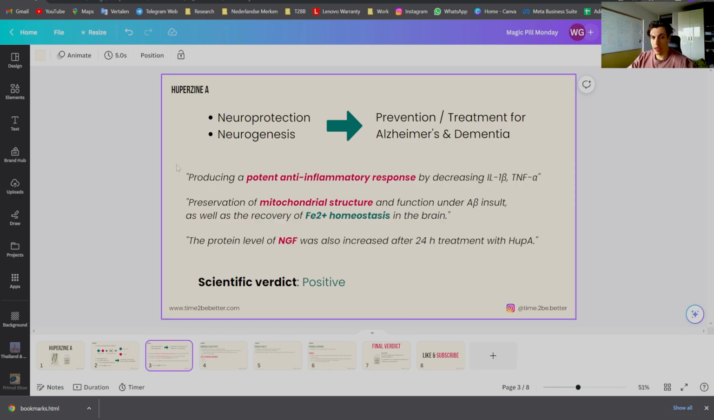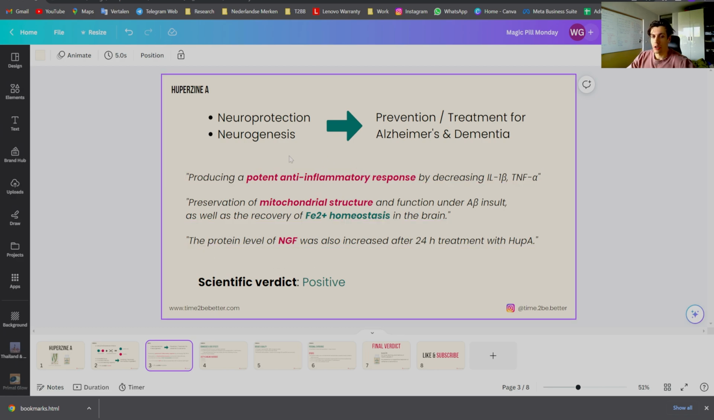Now, Huperzine A also has other beneficial properties, namely it's neuroprotective, so it's known to protect the brain and the nerves, and it's also known to be involved in neurogenesis, the growth of new nerves. And here are just some quotes from different research, which I will link in the description. Producing a potent anti-inflammatory response, so it is very anti-inflammatory in the brain. It preserves mitochondrial structure and is involved in iron metabolism in the brain. And it can also increase nerve growth factor.